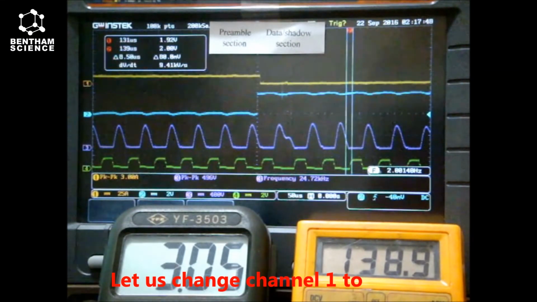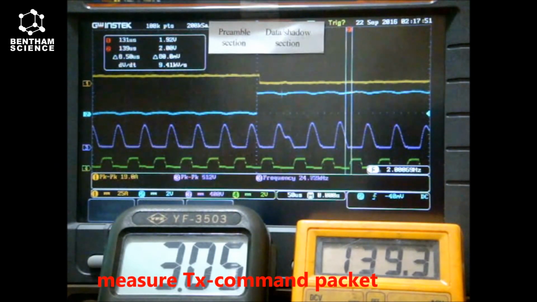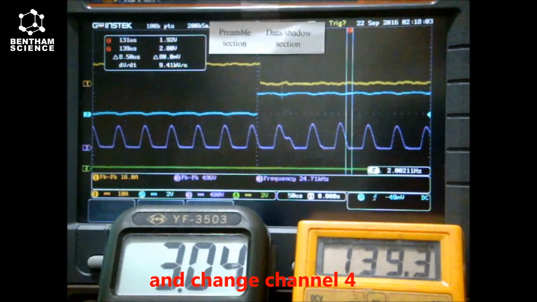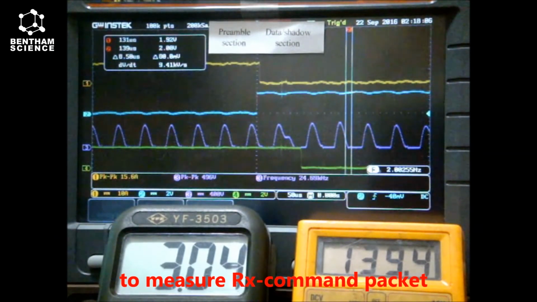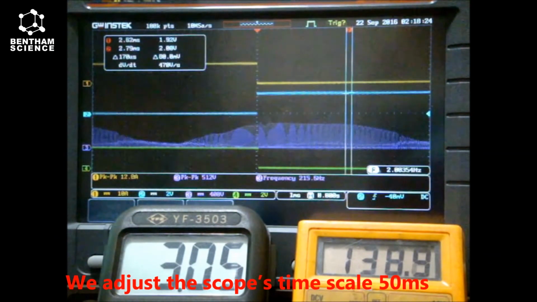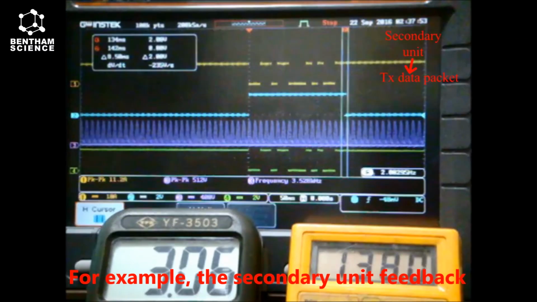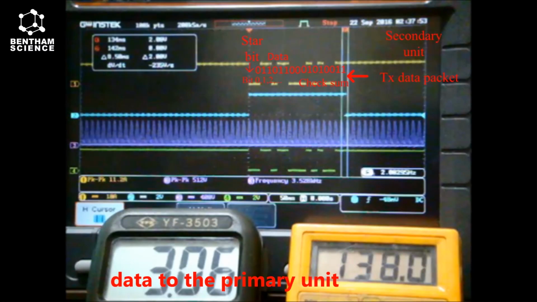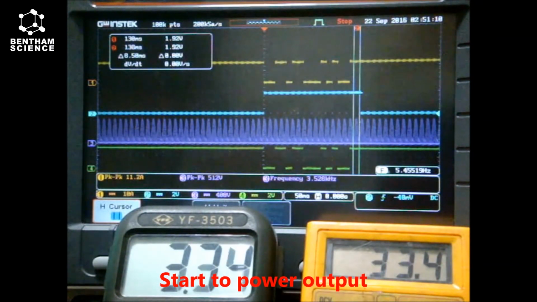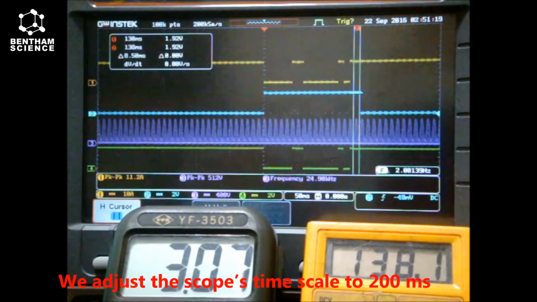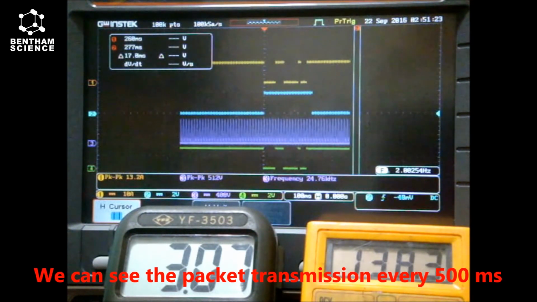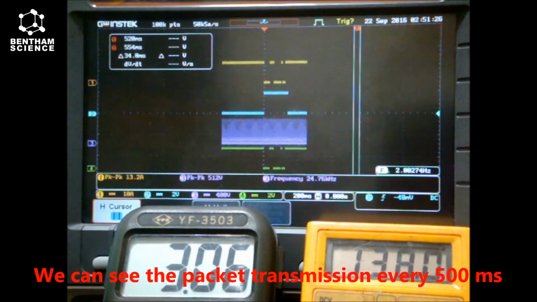Let us change channel 1 to measure the TX command packet, and change channel 4 to measure the RS command packet. We adjust the scope's timescale to 50 milliseconds. Stop the power output. For example, the secondary unit feeds back data to the primary unit. Start the power output. We adjust the scope's timescale to 200 milliseconds. We can see the packet transmission every 500 milliseconds.